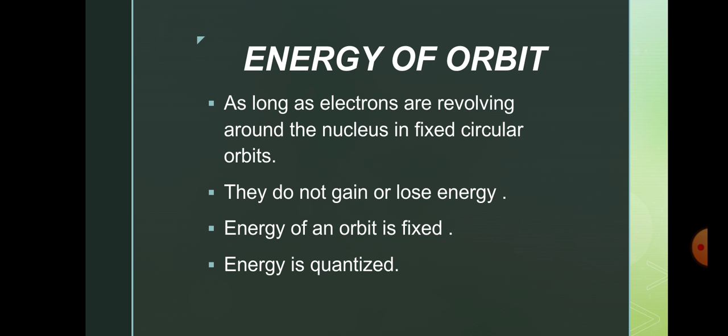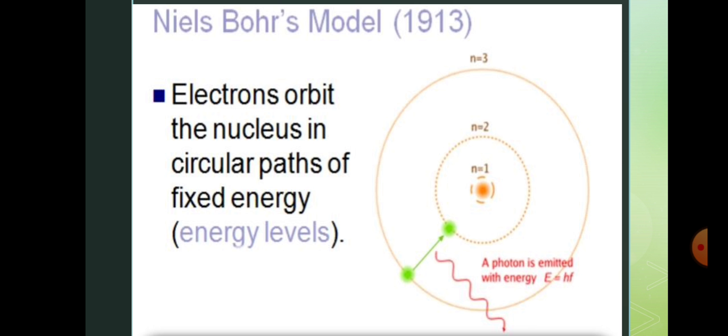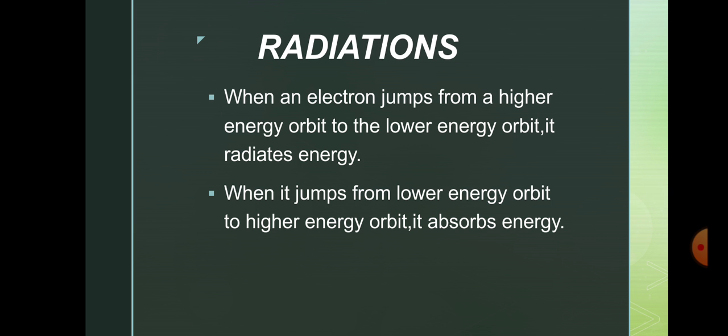Then the third postulate is the energy of the orbit. As long as the electrons are revolving around the nucleus in a fixed circular orbit, they don't gain or lose energy. The energy of an orbit is fixed. Energy is quantized, which means the energy of an orbit is fixed. Then you can see on your screen that the atom consists of electrons having fixed energy. Electrons orbit the nucleus in circular paths of fixed energy, or energy levels.